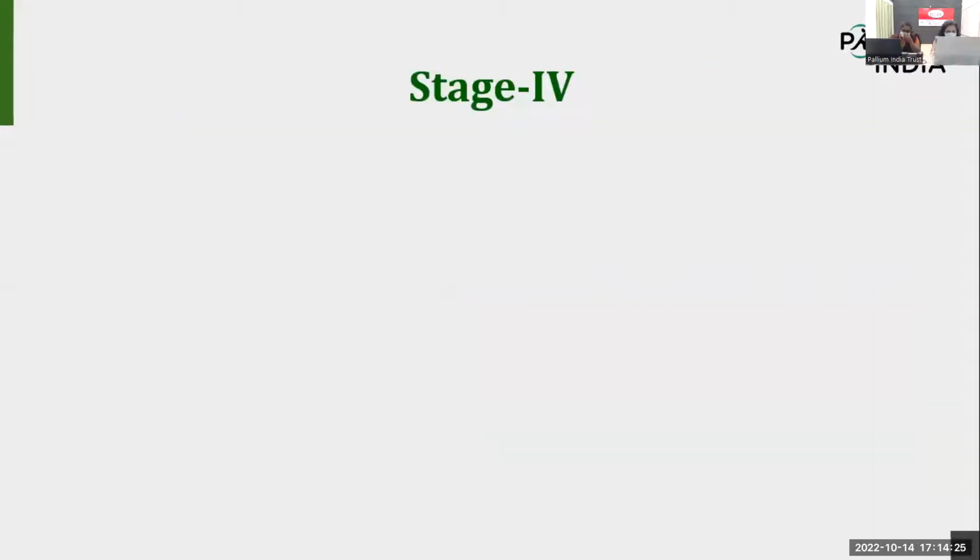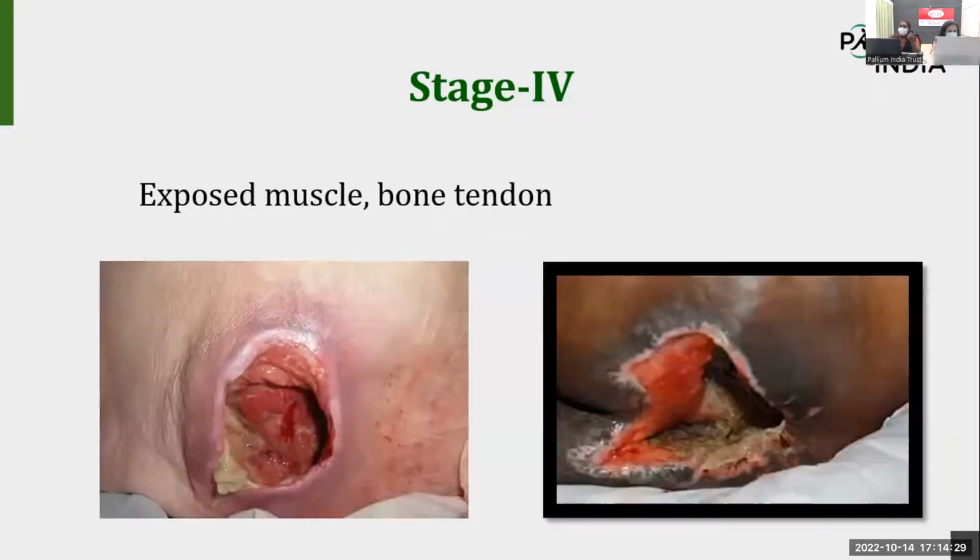Next is stage 4. Stage 4 is exposed muscle, bone, and tendon, or muscle, bone, and tendon is involved. Sometimes there are a lot of necrotic tissues there. I'll tell the management later.